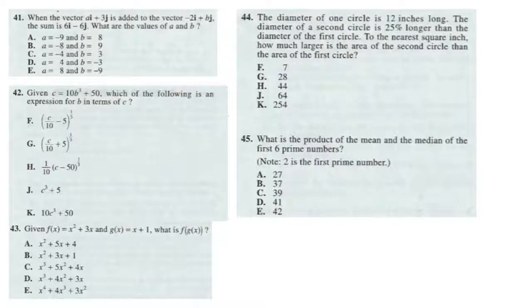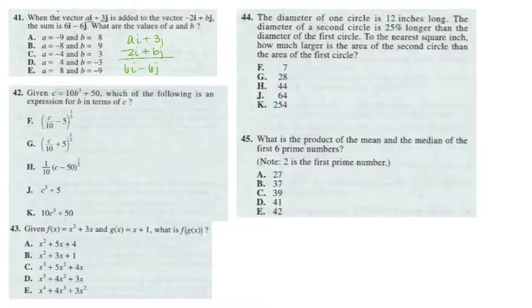Alright, so with 41, you have a vector addition, and they've given you a part of this where you have AI, and you're just going to treat that I and that J just like some kind of constant. And they're telling you they took AI plus 3J, and they added to that negative 2I plus B times J. And whenever they did the sum, they had 6I minus 6J. And so what they're asking is, what are the possible values that we're going to get for A?